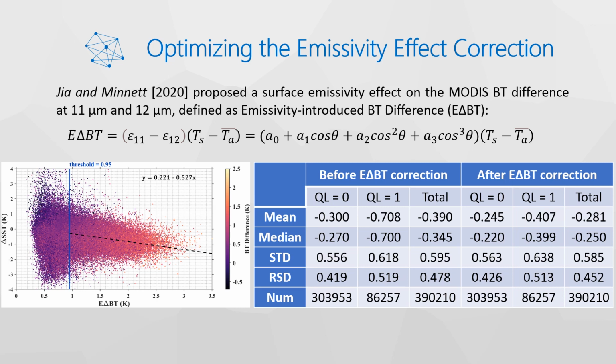The emissivity difference term in E delta BT is parameterized with the dependence on satellite zenith angle, selecting 0.95 as a threshold and applying the E delta BT correction in the retrieval algorithm by linear regression. The statistics are largely improved, as given in the table on the right.